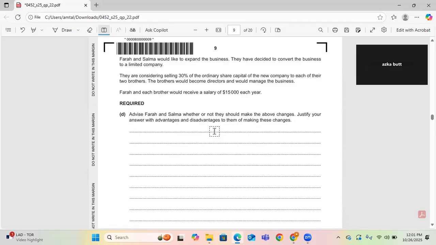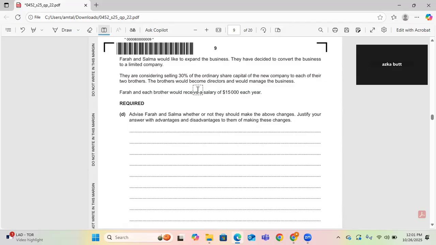So the first advantage will be that if they become a private limited company, it will be easier for them to raise capital. However, Farah and Salma will be losing control, because when the two brothers come, they will be taking part in business decision making.